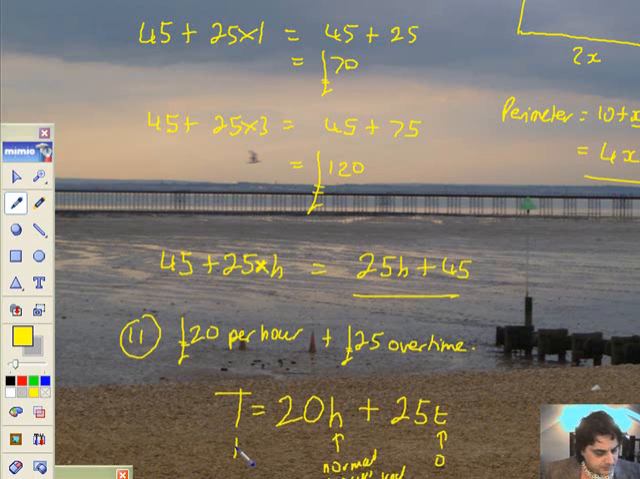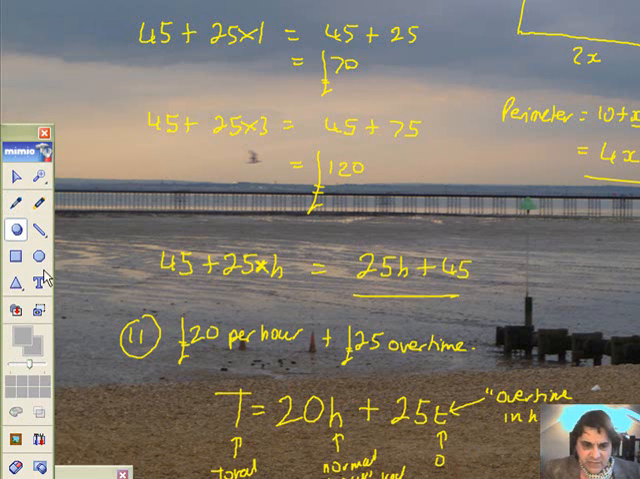Total pay. That'll be total pay. Good letter, big T. And the little t, we'll call it the overtime in hours. Is that alright? So for example, let's just get rid of that 0 for now. I'm happy with that formula.